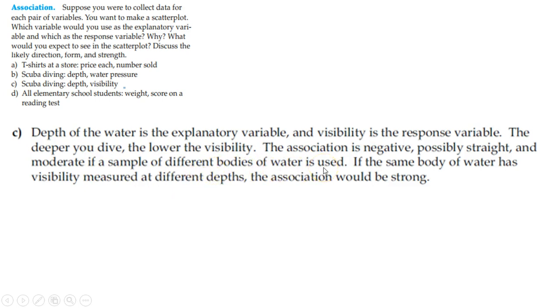Now here's what they mean. It could vary. If we're talking about the same area, the same body of water, over and over again, it kind of depends, is what it's saying. If the same body of water has visibility measured at different depths, the association might be strong. As in, if it's the same. If we were all going into a bay, and the deeper you go, it's like, oh, I can't really see much anymore. That's what they mean. Is it the same per?